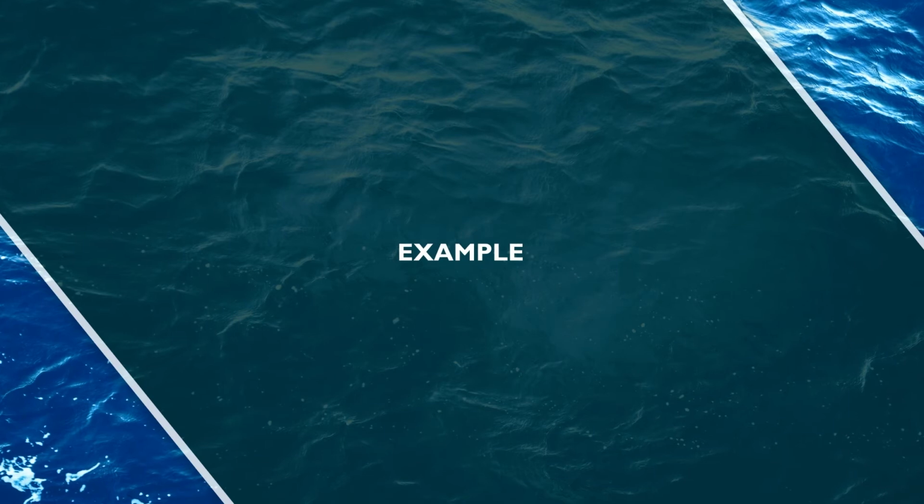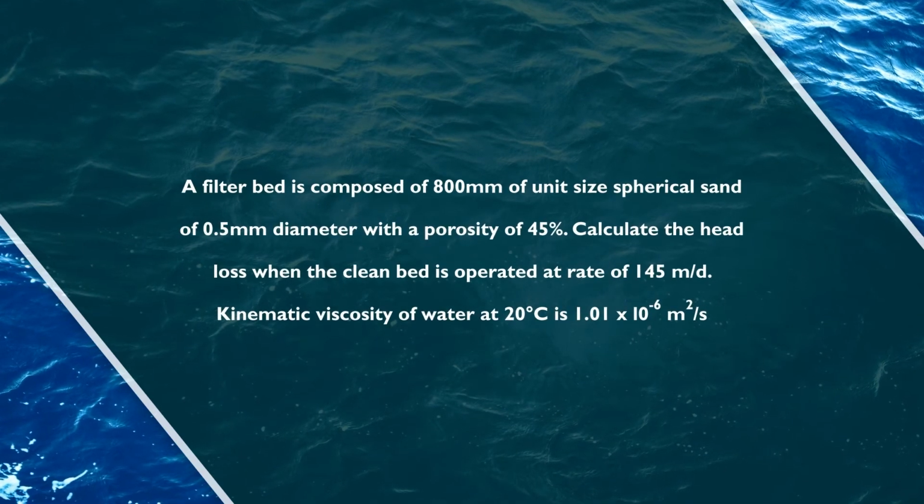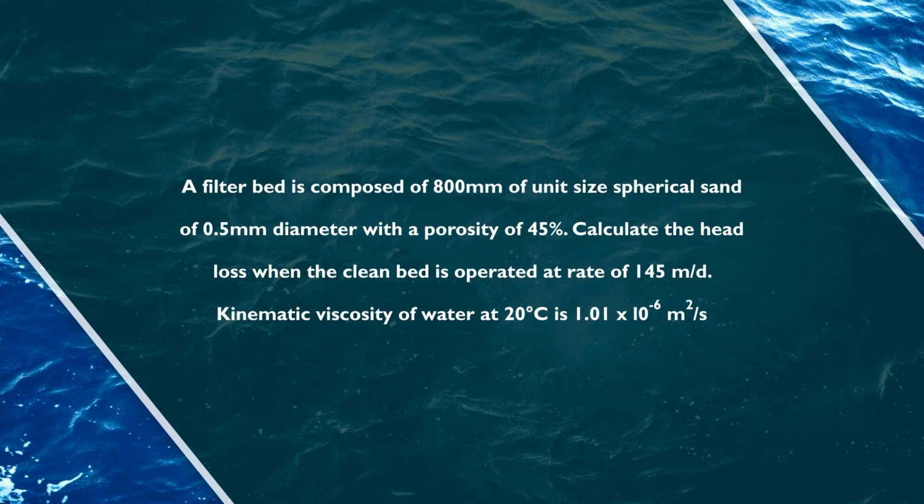So here is an example. A filter bed is composed of 800 mm of unit size spherical sand of 0.5 mm diameter with a porosity of 45%. Calculate the head loss when the clean bed is operated at a rate of 145 meters per day. Kinematic viscosity of water at 20 degrees centigrade is 1.01 × 10⁻⁶ m²/s.